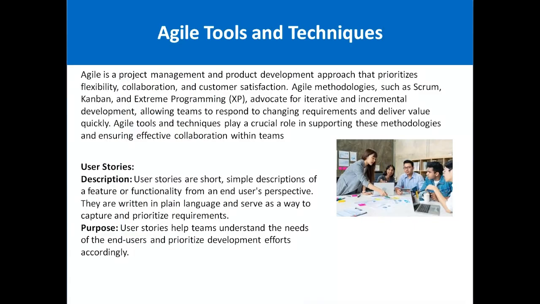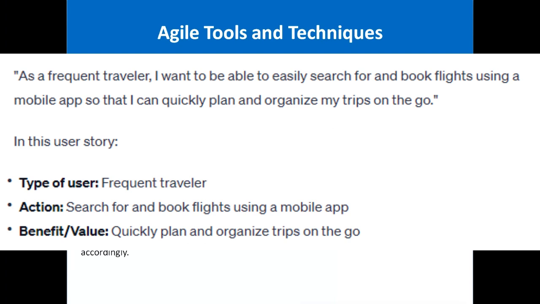So Agile tools and techniques. The first one is the user story. A user story, friends, is a very short and simple description of a feature or functionality from the end user's perspective. For example, you want a user to be able to pay through credit card on an e-commerce website. That is a user story. A customer can review the products on the e-commerce website. A user can log in to the e-commerce site, for example. All those are examples of a feature or user requirement.